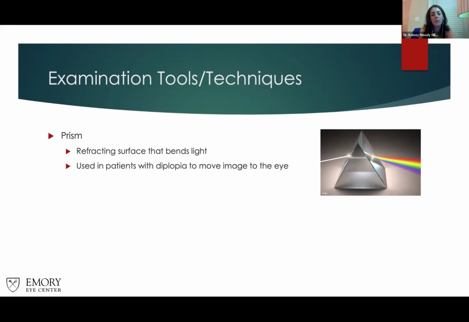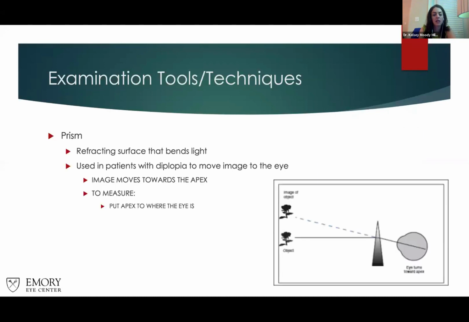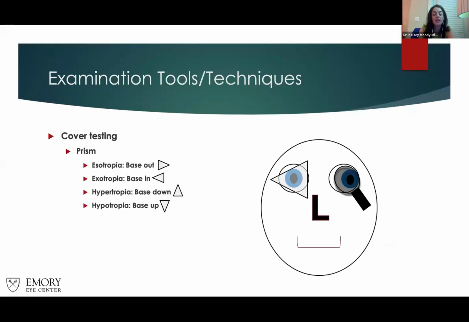And so when we think about what a prism does, a prism is really a refracting lens that bends light. And so we use this in patients with double vision to move the image to where the eye is naturally resting. The image is going to move towards the apex, or the point, of the prism. And so to measure this, we want to put the apex of the prism where the eye is naturally resting. This is all assuming right now for the right eye. For esotropias, we're going to put the base out so that the point of the prism is resting towards the nose, or where the eye is resting. Exotropias will be base in, hypertropias will be base down, and hypotropias will be base up.